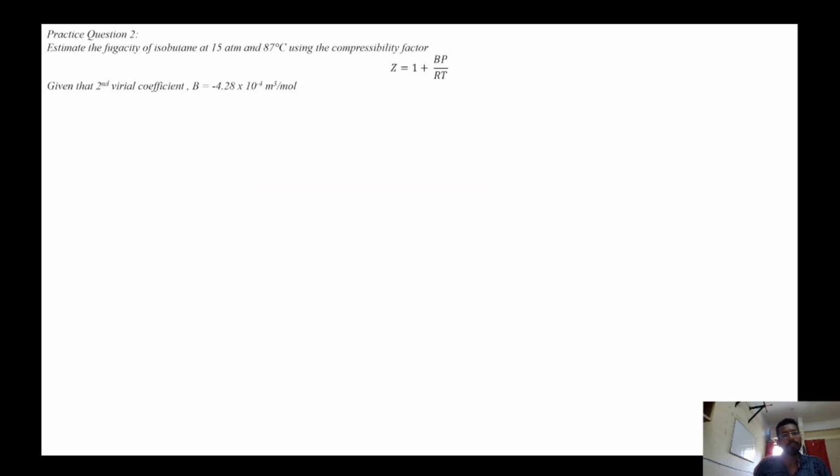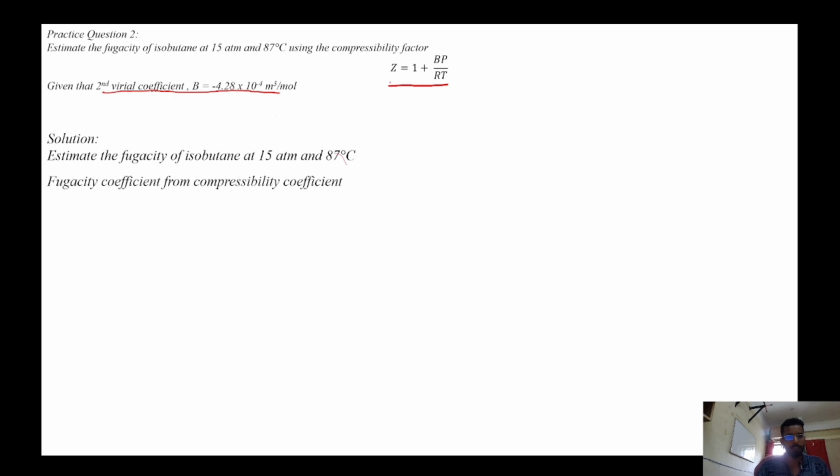Estimate the fugacity of isobutane at 15 atm and 87 degrees Celsius using the compressibility factor. So fugacity, we know that it measures the deviation from ideality in the vapor phase, and that is called the fugacity coefficient. We have the virial equation of state Z is equal to 1 plus BP upon RT, where the second virial coefficient is given. Fugacity coefficient from the compressibility factor.